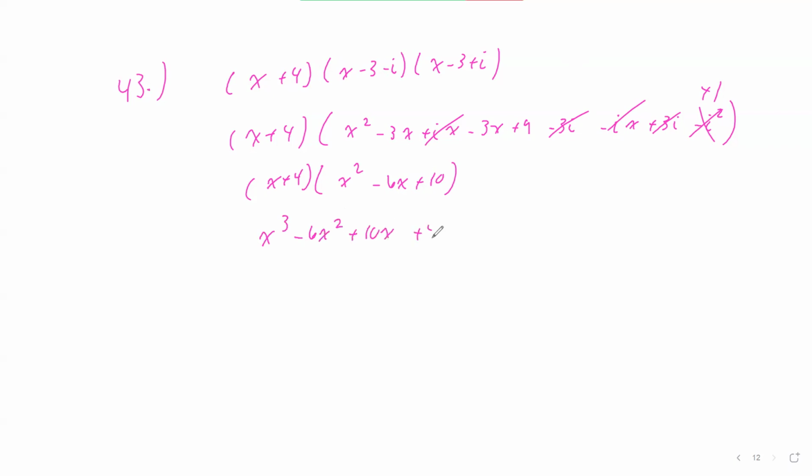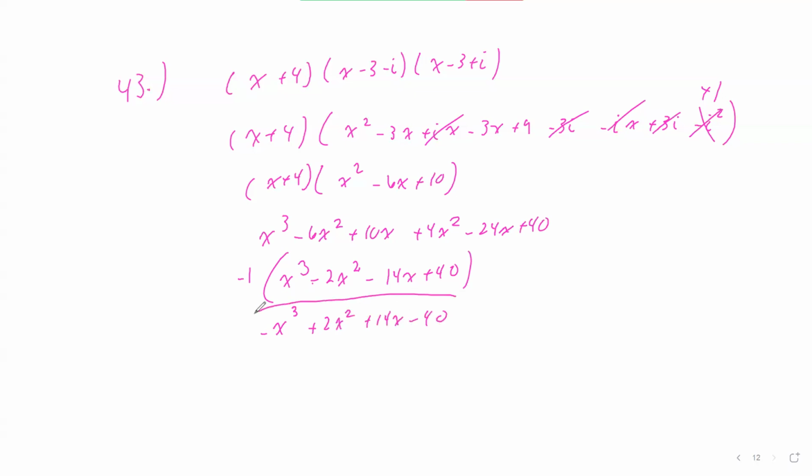Fold again. So I get x cubed minus 6x squared plus 10x, and then 4x squared minus 24x plus 40. So then I get x cubed minus 2x squared minus 14x plus 40. And the y-intercept's supposed to be negative 40. So all I got to do is multiply by negative 1, sorry. So I get negative x cubed plus 2x squared plus 14x minus 40. So there's your answer there.